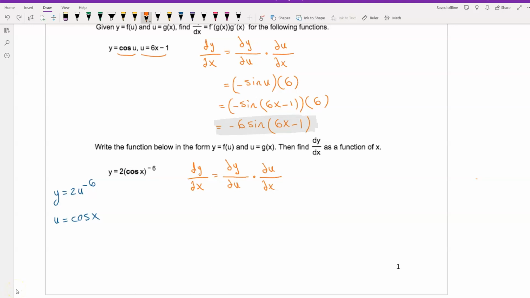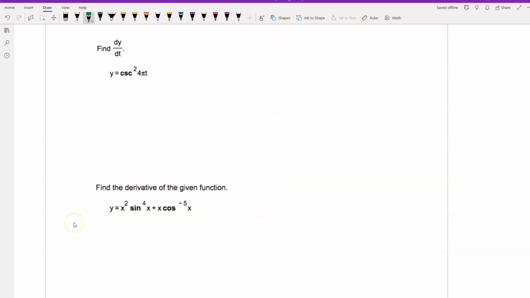The derivative of y with respect to x is equal to the derivative of y with respect to u multiplied by the derivative of u with respect to x. So here, the derivative of y with respect to u is negative 12 times u to the power negative 7. So here we have negative 6 times 2, that is negative 12, and the power is negative 6 minus 1, so it's negative 7. Then the derivative of u with respect to x, here we have cosine, so the derivative of cosine is negative sine x. And our final answer is 12 times cosine x to the power negative 7, times sine x.